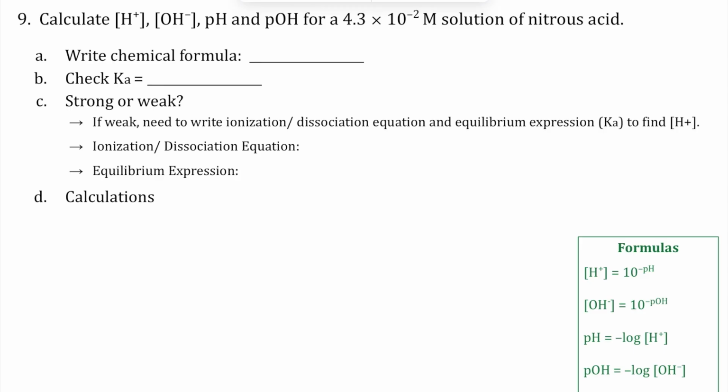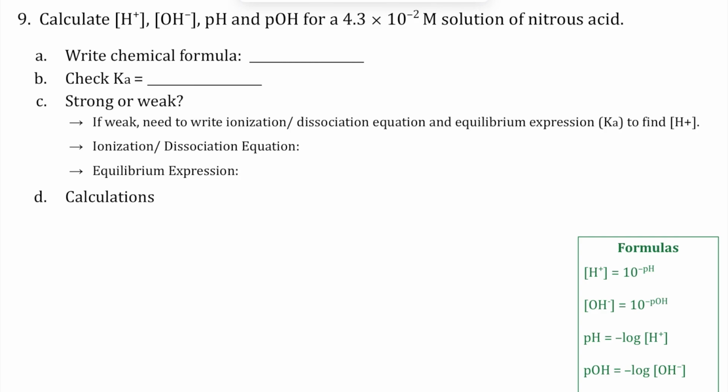So now how do we get to having a piece of this information? If we're calculating those 4 pieces of information for an acid or a base, we need to find one of these. So calculate those for a 4.3 times 10 to the negative 2 molar solution of nitrous acid. So I have an acid, I have its concentration.